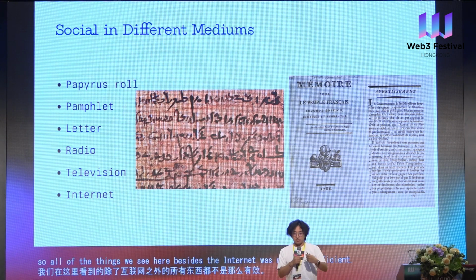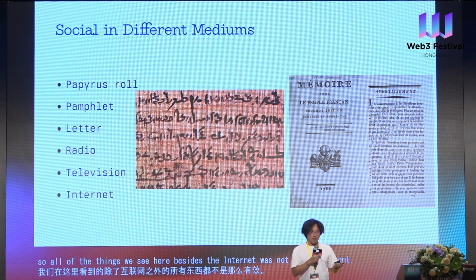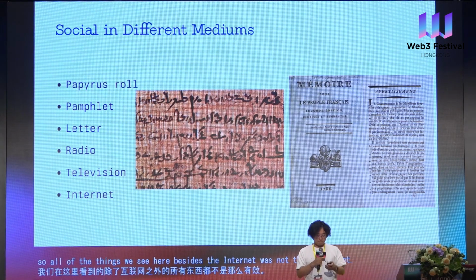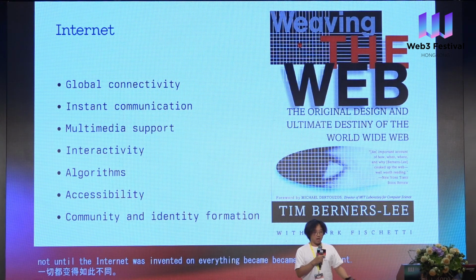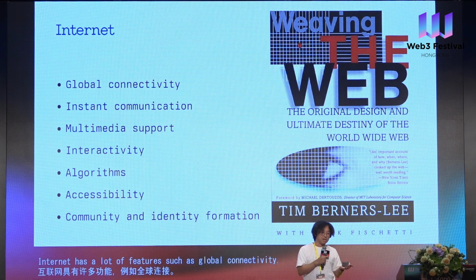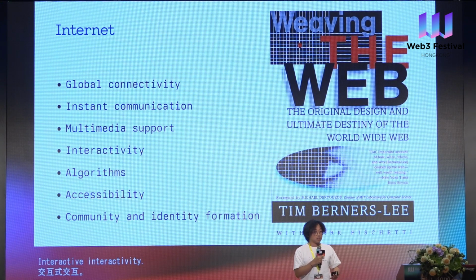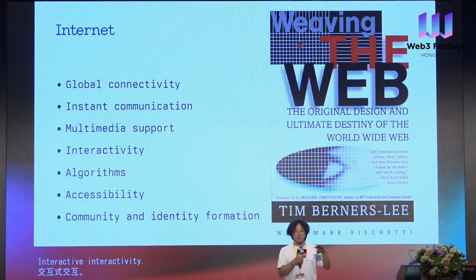But not until the internet was invented, everything became so different. The internet has a lot of features, such as global connectivity, instant communication, multimedia support, interactivity. You can put different algorithms, different tools on the data that's flowing into the internet, and it has accessibility, and you can also do community and identity formation. So the internet becomes a network society. It's a new form of society. You can do everything on the internet.